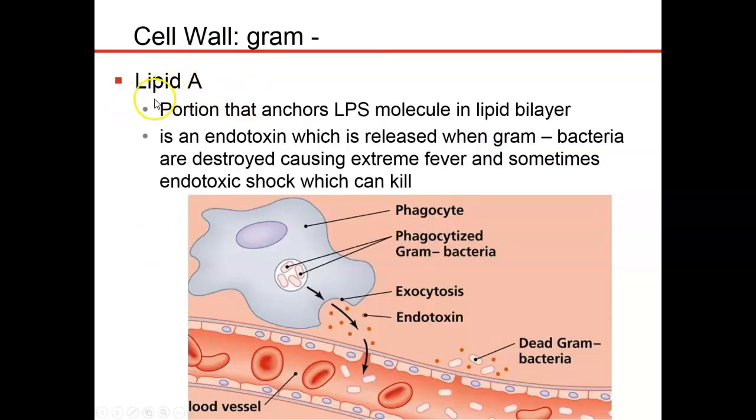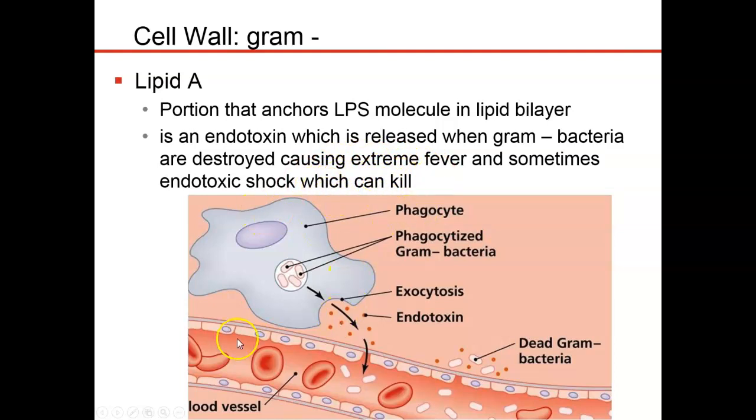Then we have lipid A. Lipid A is a portion of the lipopolysaccharide that helps to anchor the molecule. It is an endotoxin, and it's released by all gram-negative bacteria, and it's released when the bacteria are killed. And so the more bacteria that are gram-negative in your system, the more of these lipid A molecules that are going to be released, these endotoxins.